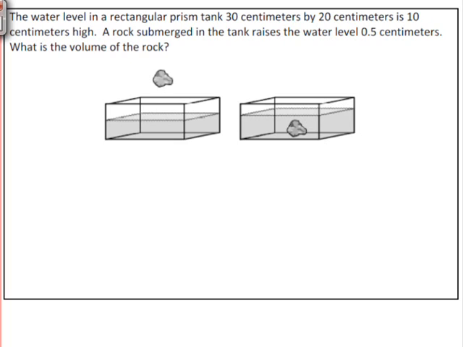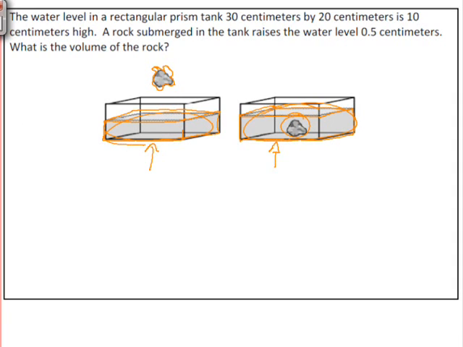So what can we do? There's no formula for volume of a weird shaped thingy. But we do have formulas that can calculate the volume of this water here. Then we could calculate the volume of the water after the rock's been placed in it. The only difference between this and this is the rock. So if we calculate the volume here and then the volume here and subtract them, we'll have the volume of the rock. I'm going to pause it and let my third period geniuses work this problem.